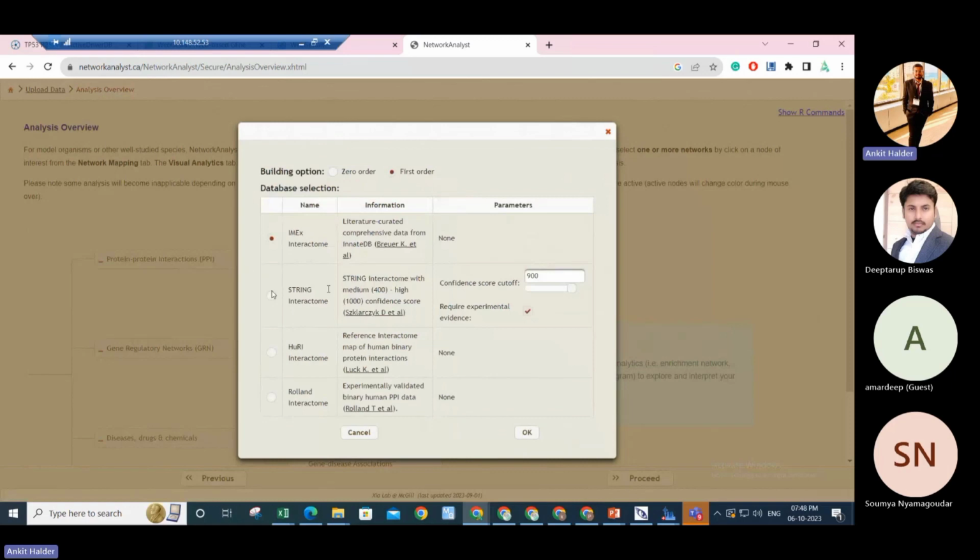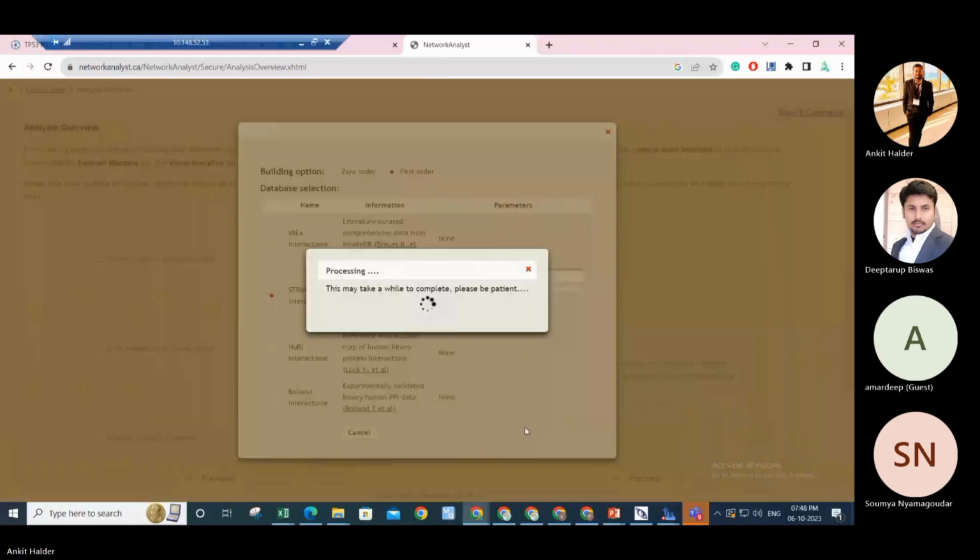Again, it is giving you the databases. All these are resources. If you search each of them, all will have resources. You can see Roland Interactive, HuRI, and all those publications. So let us go for STRING. What is the confidence score cutoff? We will keep it at highest. Require experimental evidence. You can change this accordingly, whatever is required, and then you can proceed.